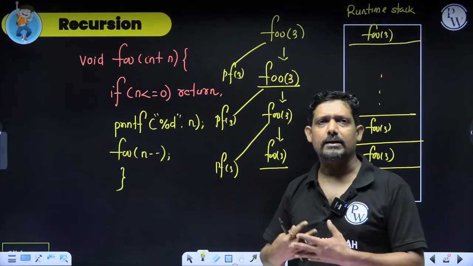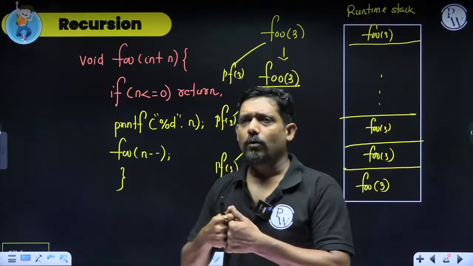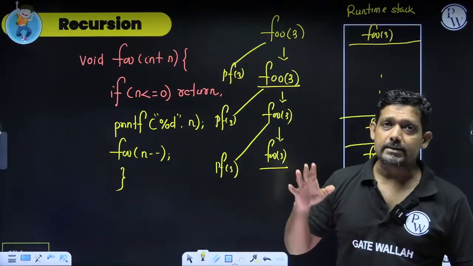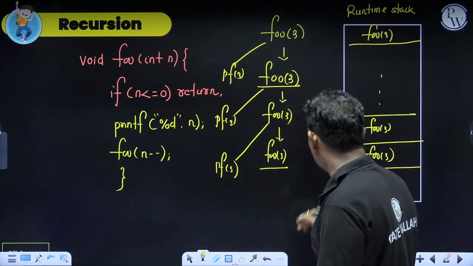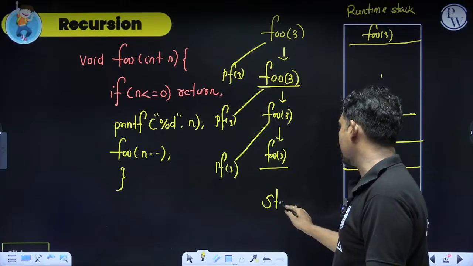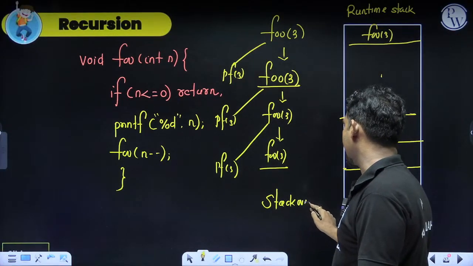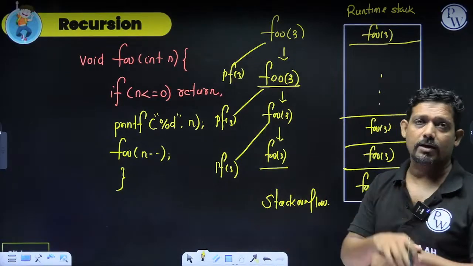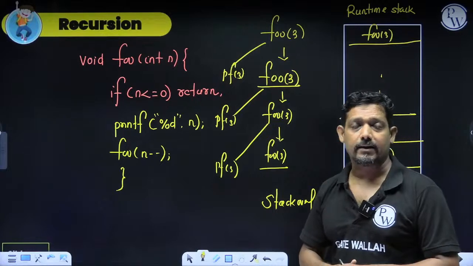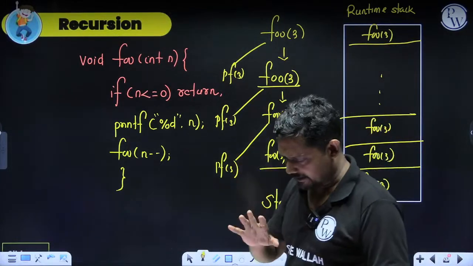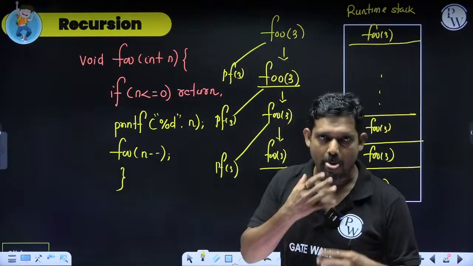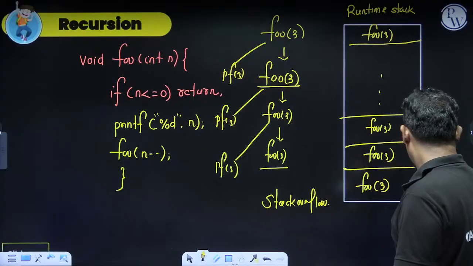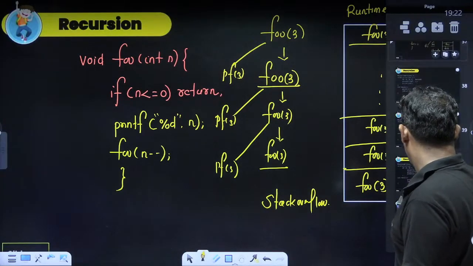Again, in both the cases the runtime stack will overflow. Now, here it violates the memory. This is the stack overflow. Okay, this is called stack overflow. It exhausts the memory and it terminates unexpectedly. So it will terminate.